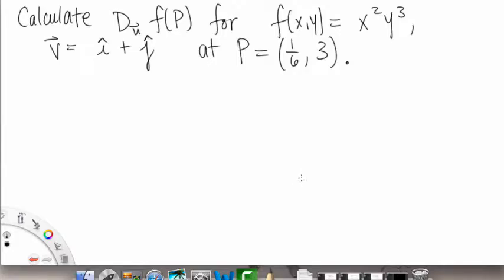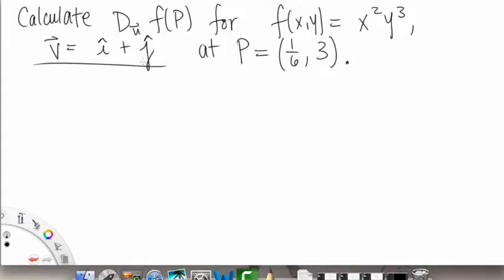In this question, we're asked to calculate the directional derivative of f in the direction of u at p, for f of x, y equal to x squared times y to the third, for the direction vector i hat plus j hat, at the point p equals 1 over 6 comma 3. Okay, so a lot of information going on here. Let's make some sense of it.